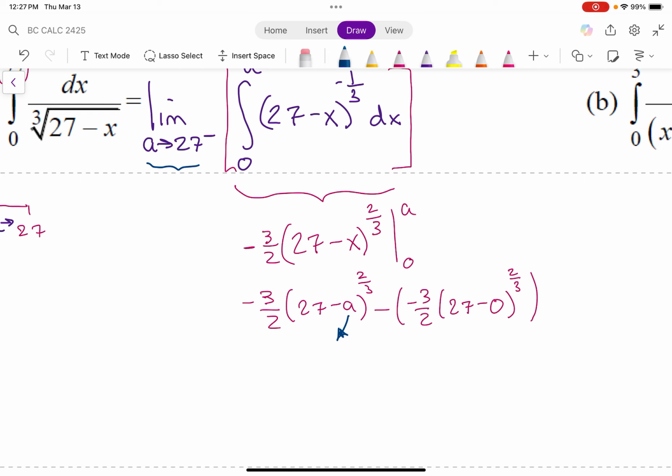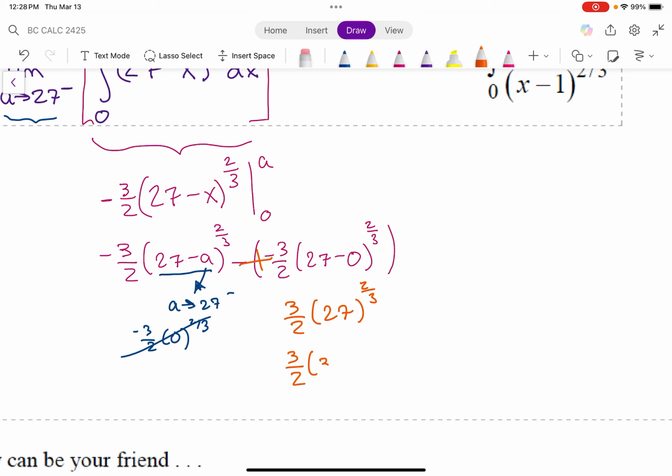You can just plug 27 in, because as a goes to 27 from the left, this whole inside goes to 0. So that vanishes, and that leaves behind 3/2 times 27 to the 2/3. You're welcome to leave it like that, but let's note the cube root of 27 is 3, and then 3 squared is 9. So this is 3/2 times 9, which is 27/2, or 13.5, but that's fine.